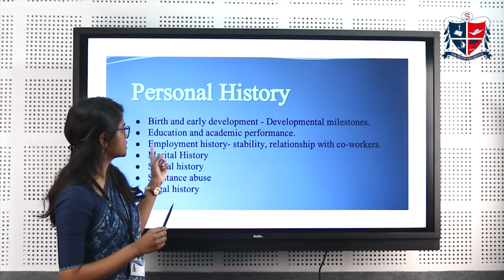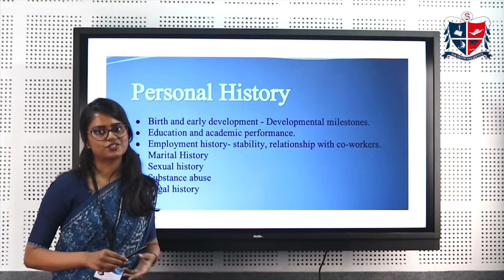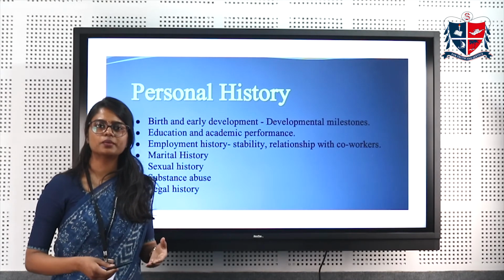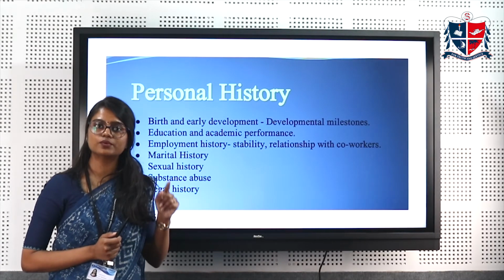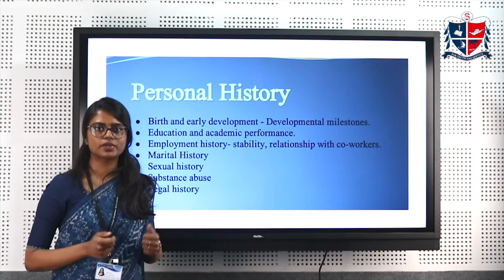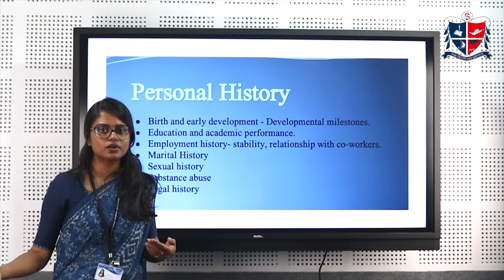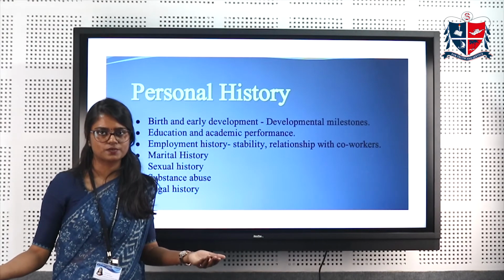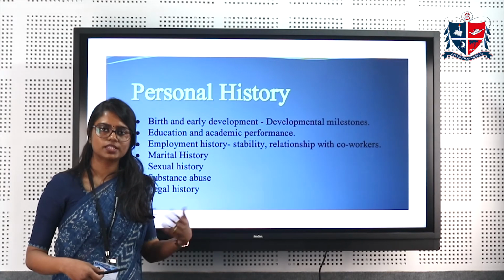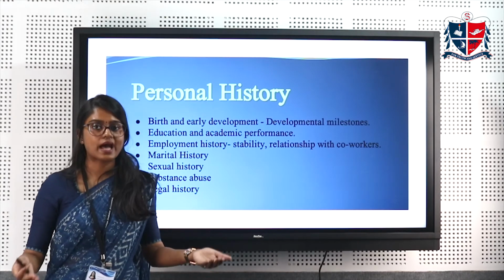So that comes in the first step, and then we need to understand later how the education is, then how the employment is. Employment is important because you need to understand whether the client was stable in it. Whether he or she used to go to work every day, whether he or she was happy about it, and how the relationship was with the people in the office or wherever the client is working. Then you need to understand marital history, whether, if the client is married, how it's going, or if it ended, what happened, everything.